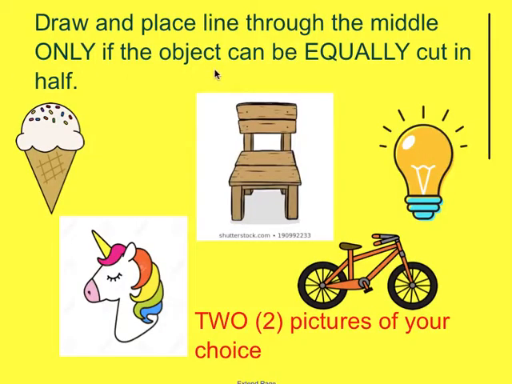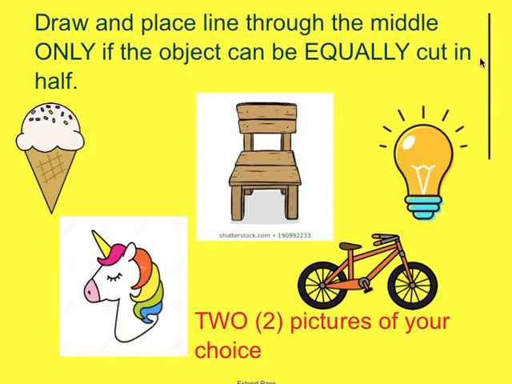For your work today, do your best to draw these shapes here. I have an ice cream cone, I have a unicorn, I have a chair, I have a bicycle, and I have a light bulb. And then you can draw 2 of your own choice pictures, anything you wish, something simple.